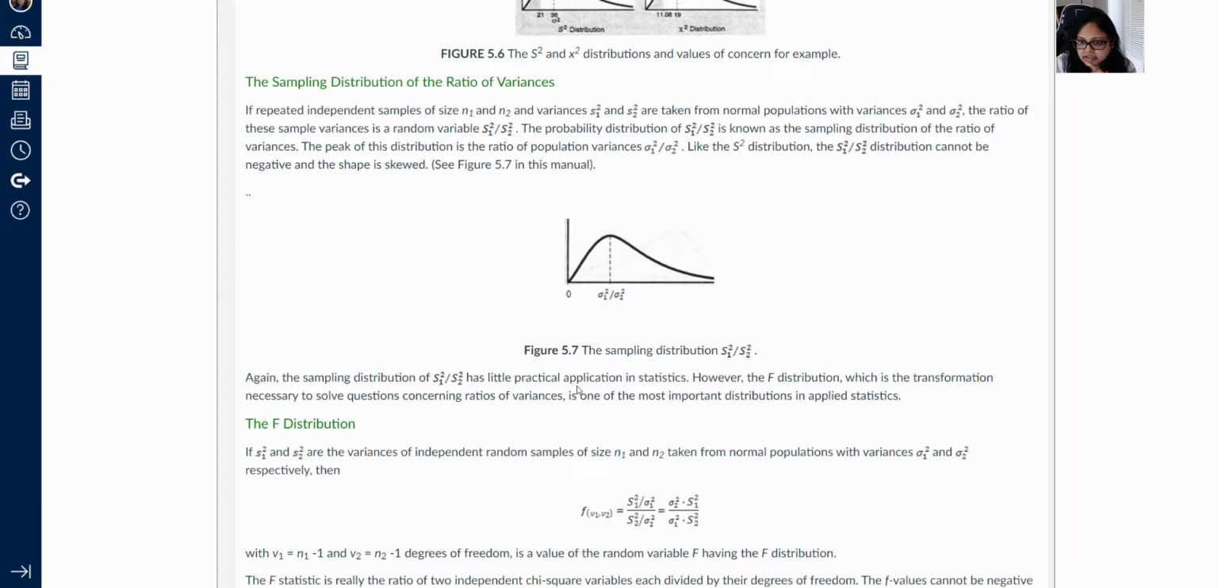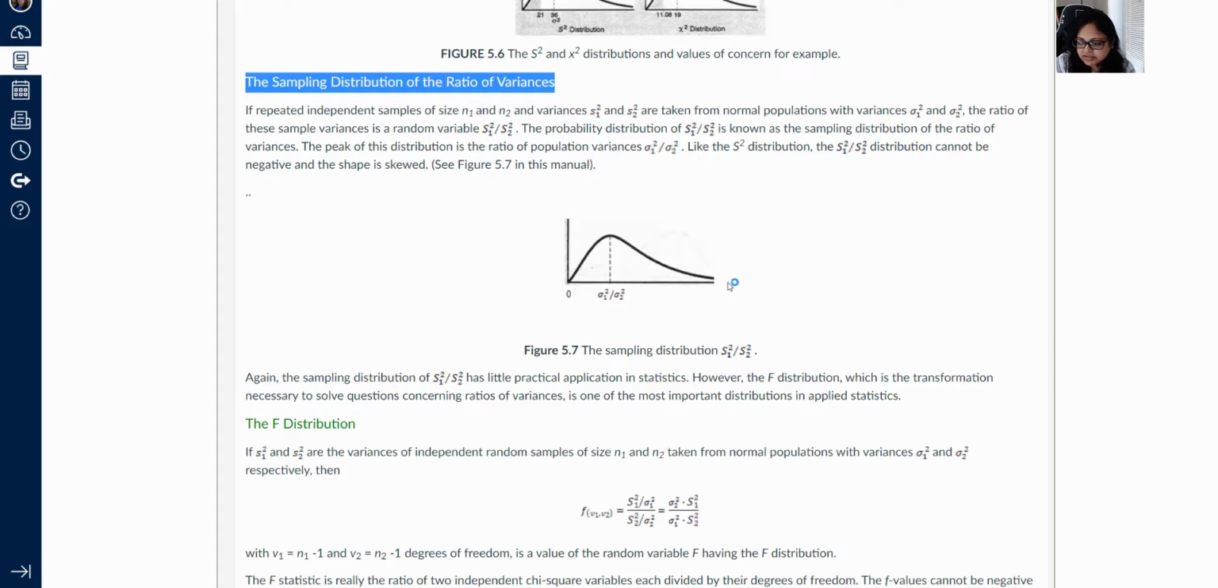So next is the ratio of variances. If it is a ratio of variances, it follows the F distribution. Previously you saw the Z distribution, the T distribution, and then the chi-square distribution. Now we are talking about the ratio of two variances, so we have to use the F distribution. The F distribution, again, is not bell-shaped.